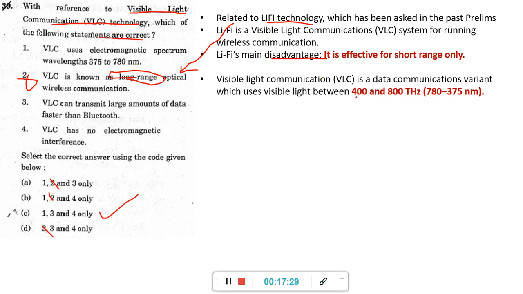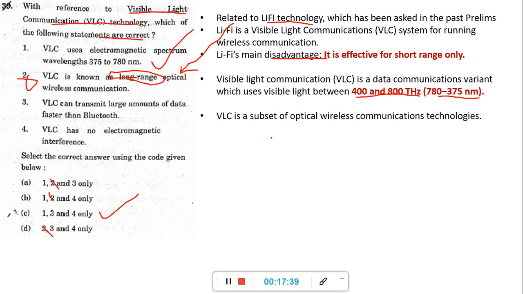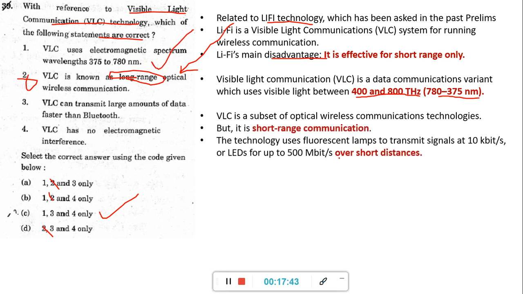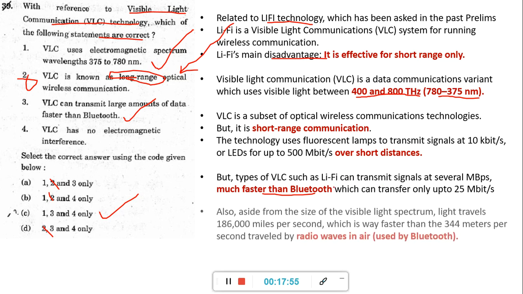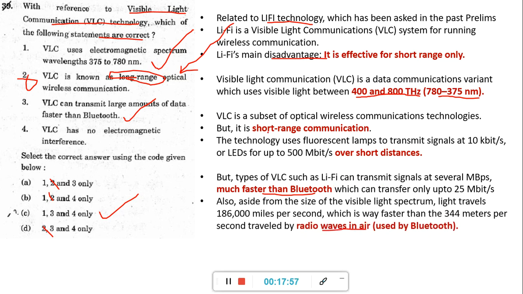And this working range is correct, 400 to 800 terahertz or 780 to 375 nanometer. Then it is a subset of optical wireless communication technology. It is for short range communication, only for short distances. Compared to Bluetooth, it works much faster, so it can transmit a large amount of data faster than Bluetooth. That is true, because Bluetooth uses radio waves, but the other one uses light waves, and light is faster than sound.